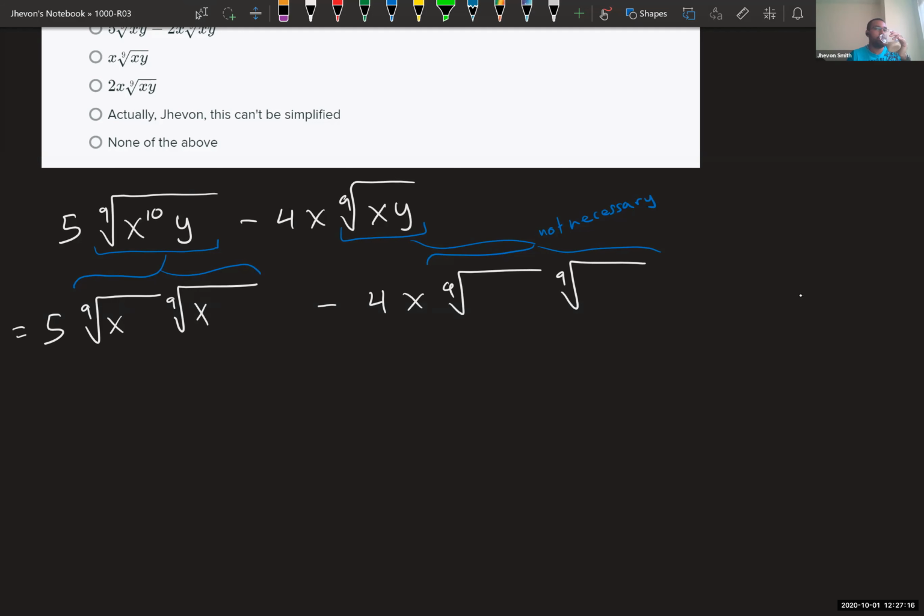Would it be 10 and 1? 10 and 1 cannot work because if I have x to the 10th times x to the 1, that's actually x to the 11th. X to the 9th and x to the 1st. If I have x to the 9th times x to the 1st, that gives me x to the 10th. So those are possible. Now, are they useful? If I put x to the 9th here and x to the 1 here, does that simplify in the first radical?